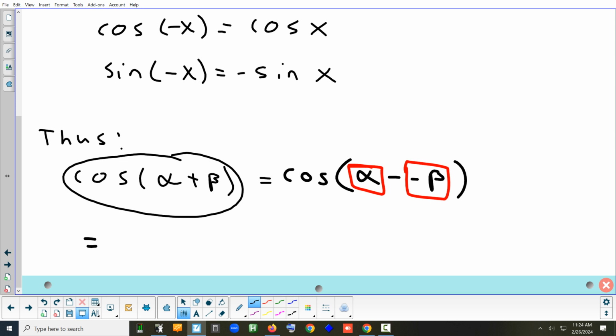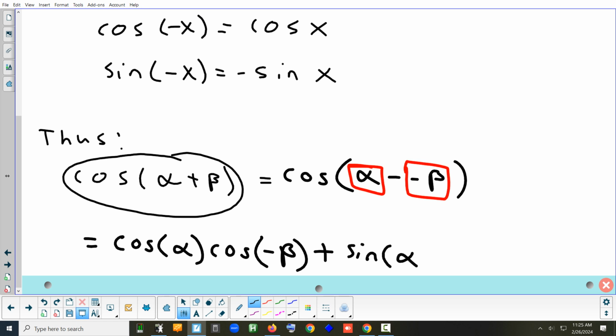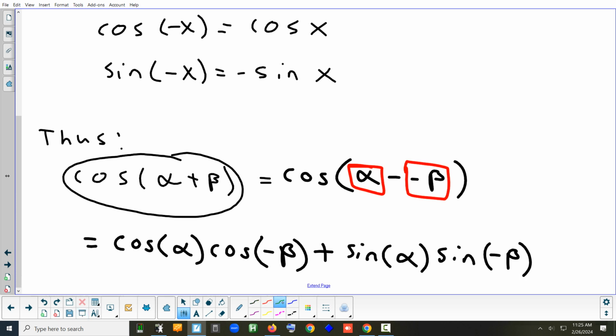Cosine of alpha, cosine of negative beta, plus sine of alpha times the sine of negative beta. Now, we don't want those negatives in. Okay, we want to get rid of them. How can I get rid of that negative?